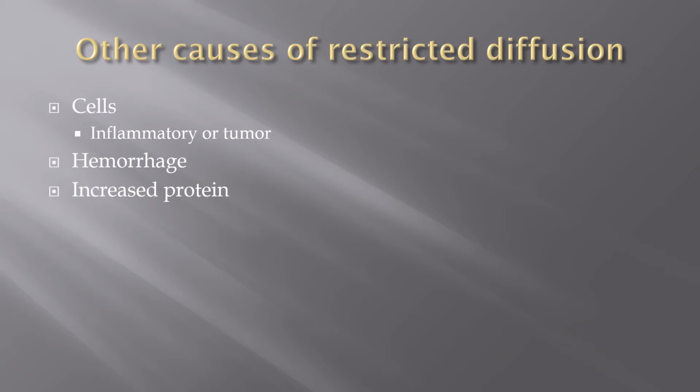Again, the other causes of restricted diffusion. You have cells. If you have an area with a lot of cells, they could be inflammatory or neoplastic. Hemorrhages can and often do have restricted diffusion, or unusual scenarios, but it can happen if you have something that increases the amount of protein in an area, that can give you restricted diffusion.